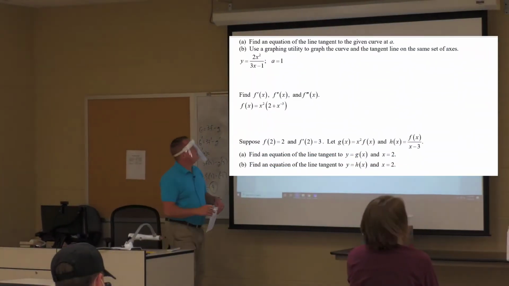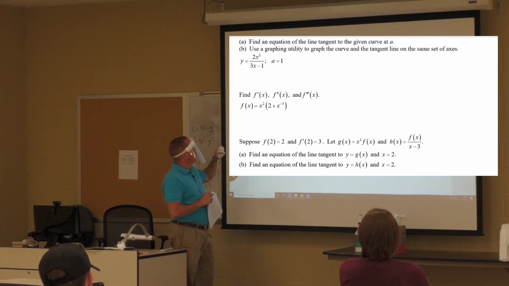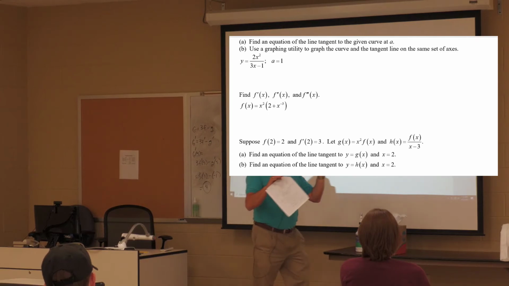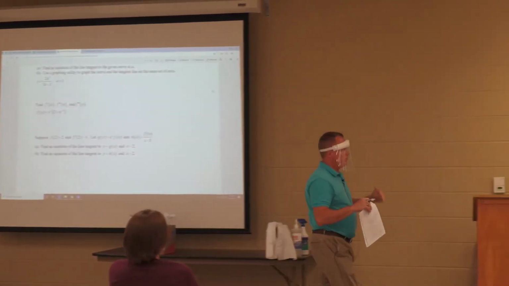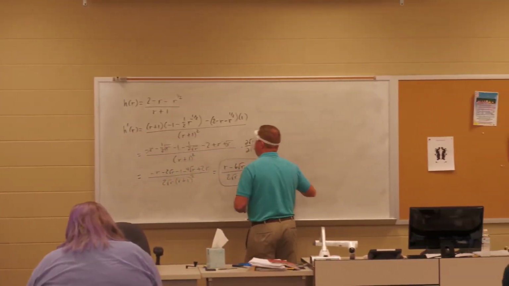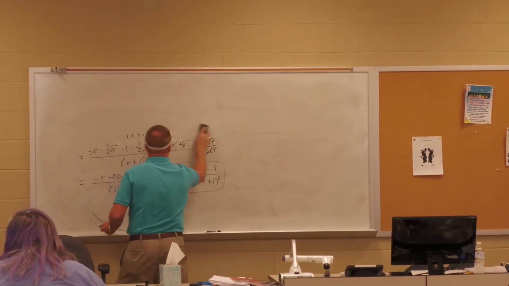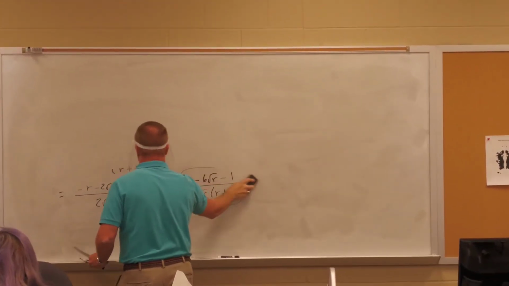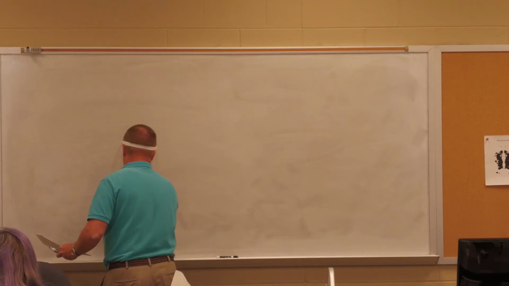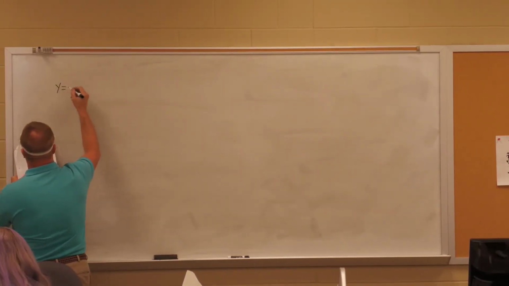Okay, so this says find an equation of the tangent line to the given curve at A, and then use a graphing utility to graph the curve and the tangent line on the same set of axes. All right, so we just want to find the slope, the actual tangent line at the point given. What we want to do is find the derivative first, and then the derivative is the function that produces the slope of the tangent line at points. All right, so let's find our derivative first.